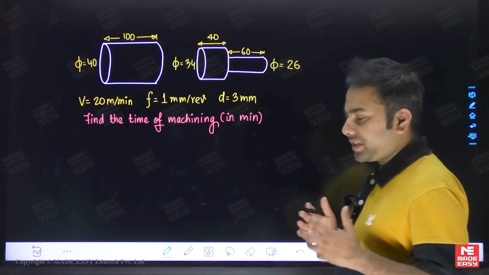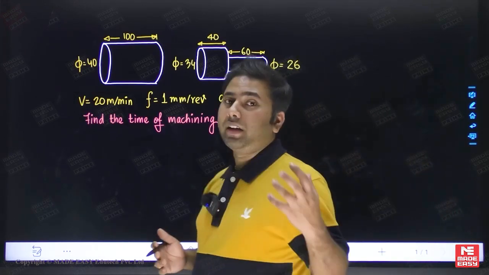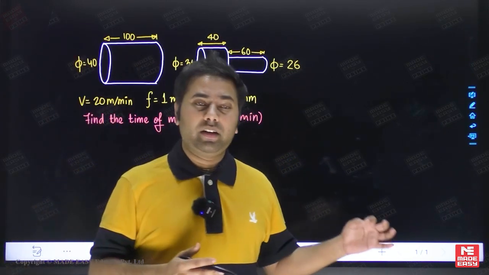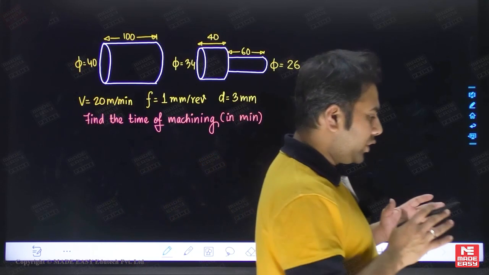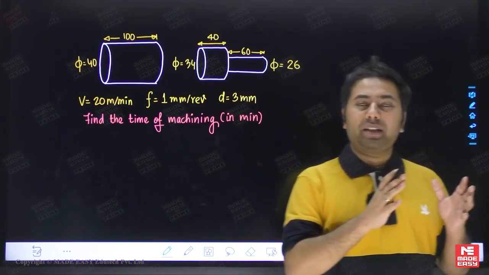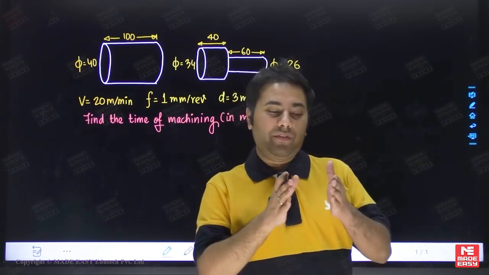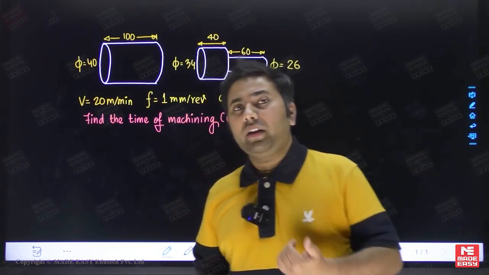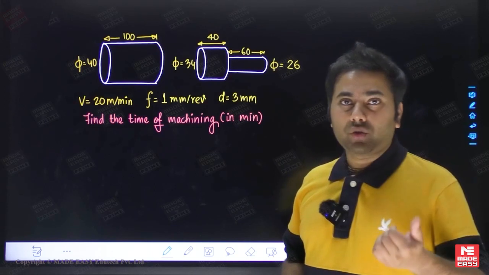Now this is the case of step turning. It's not the case of through turning. We're not going to reduce the diameter along the entire length. Rather, we are going to reduce the diameter for a specific length, and then for another specific length the diameter will be different. What is the approach for solving this question?